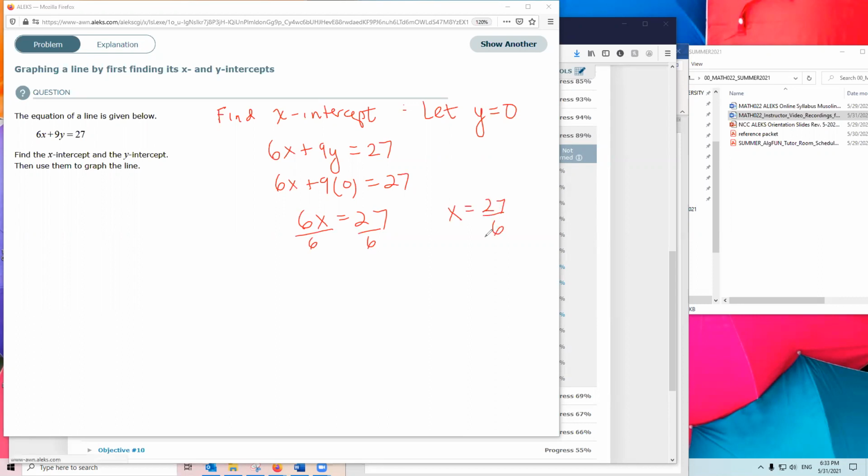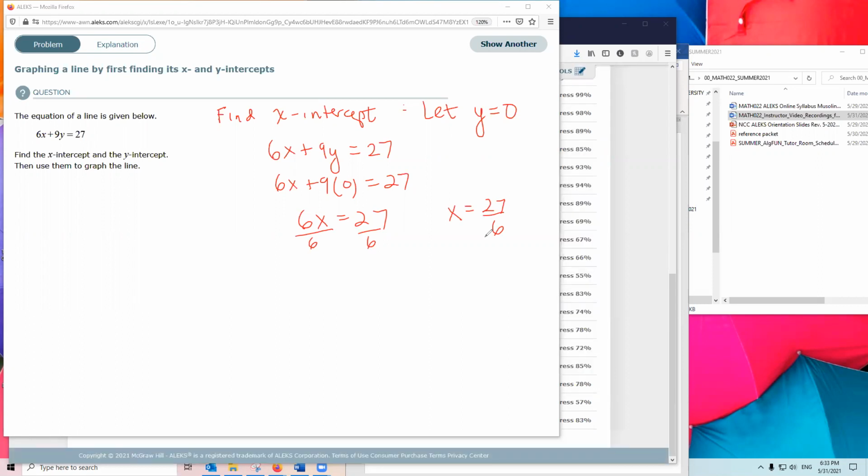Now, that's not a whole number, but that's okay. Alex is going to give you a way to graph this. This equals 4.5. So the x-intercept we just found is 4.5 comma 0.